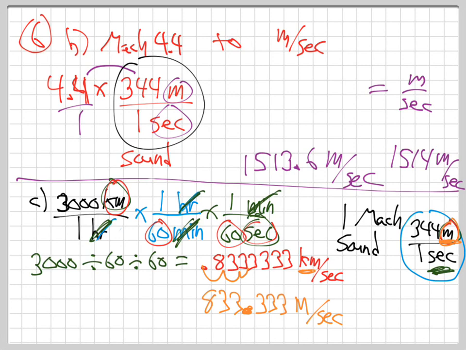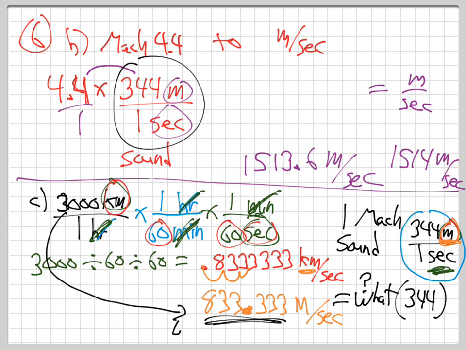Now they're saying, what Mach number is that? In other words, that equals what times 344? What number times the Mach speed? It's how many Machs. That's what they're asking. This speed, we started with 3,000 kilometers per hour and we changed it to 833.333 meters per second. And that's equal to what times 344 meters per second? We got them both into meters per second, so they're in the same units.